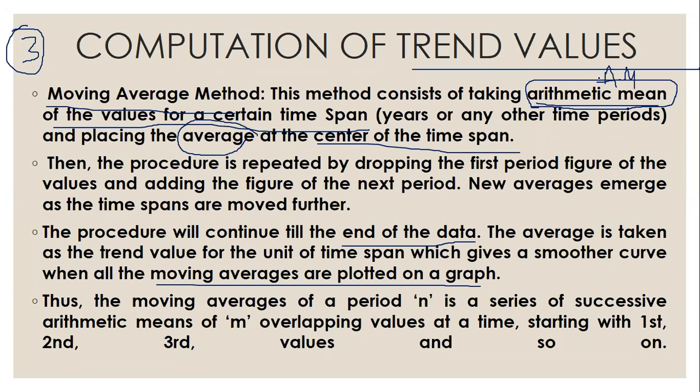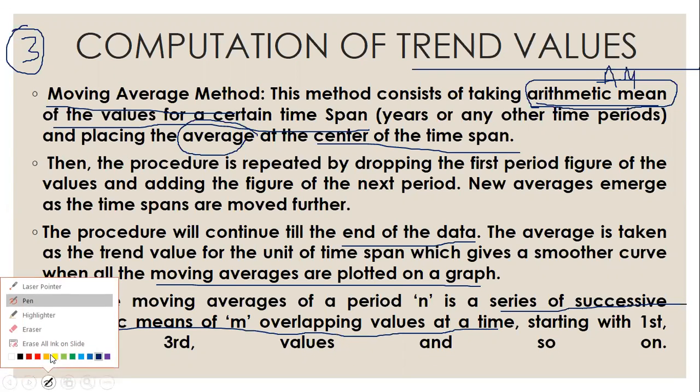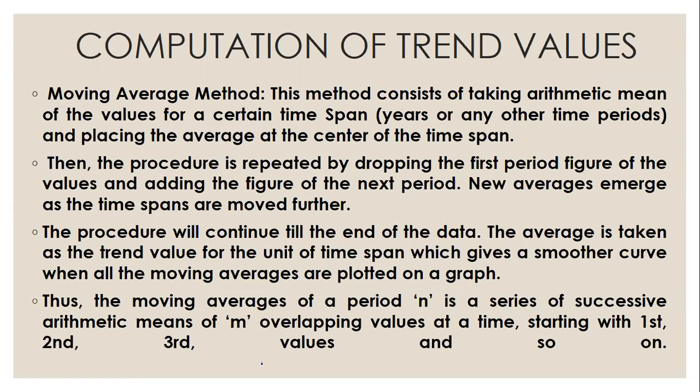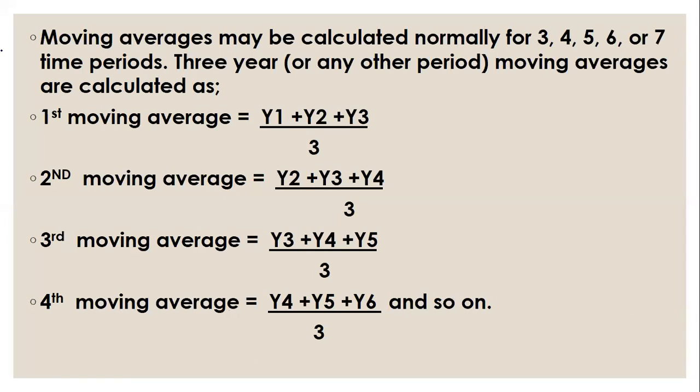Okay, but one thing we have to understand is the moving average of a period n is a series of successive arithmetic means of m overlapping values at a time. So for this, I think we will directly go to the problem that will make it very easier for you to understand. Now before that, how do we find the arithmetic mean?